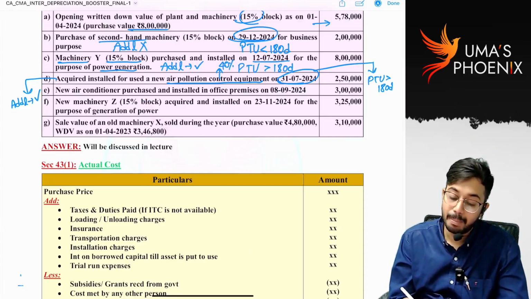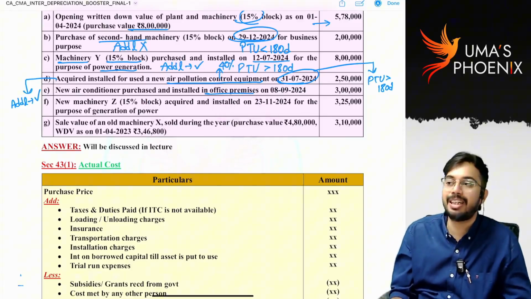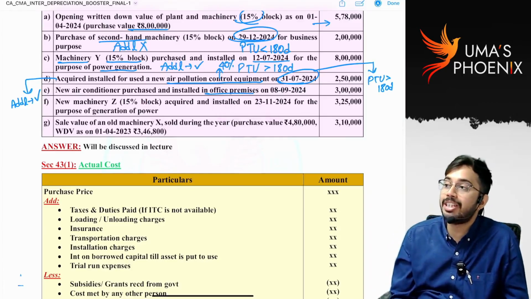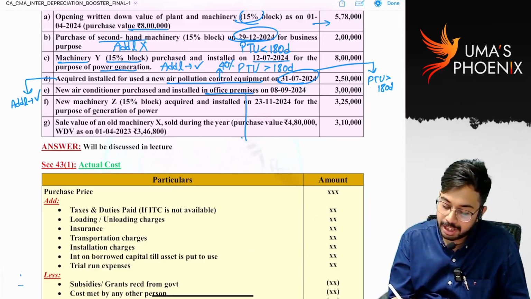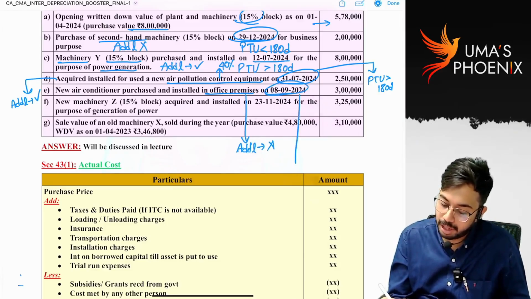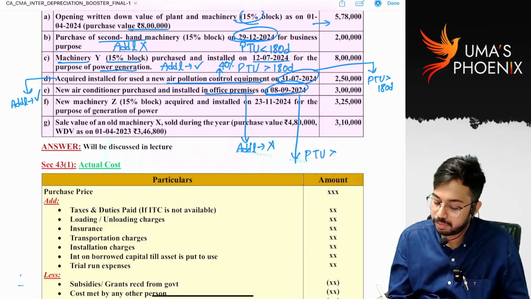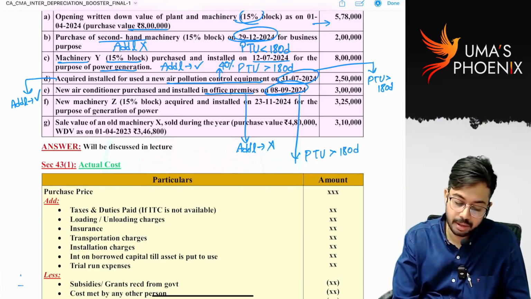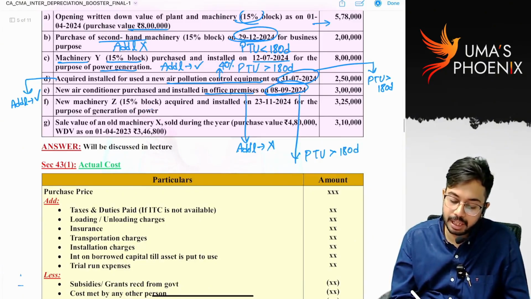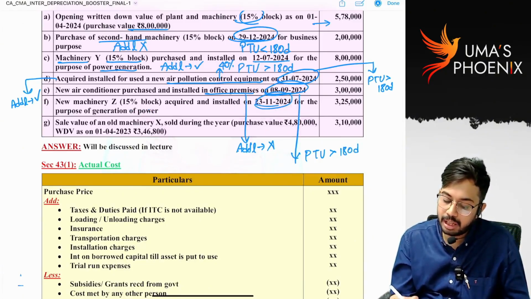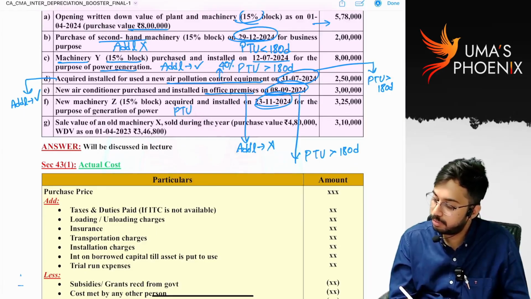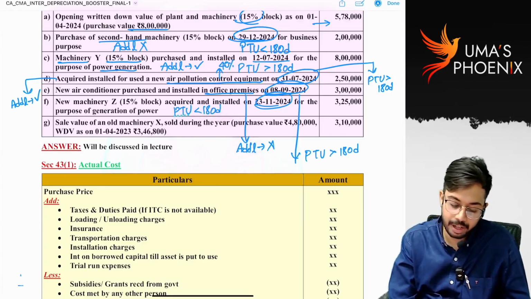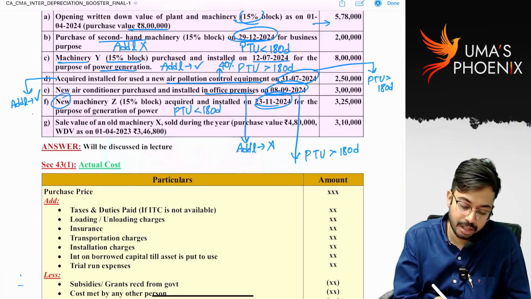New air conditioner purchased and installed in office premises. Whether an air conditioner installed in office premises is eligible for additional depreciation? When it was purchased, 8th September 24, put to use greater than 180 days. New machinery Jet, 15%, acquired and installed on 23rd November, that means put to use less than 180 days. So you will calculate half rate of depreciation, and it is a new one, right? So it is eligible for additional depreciation as well.